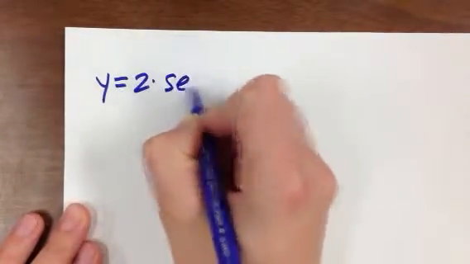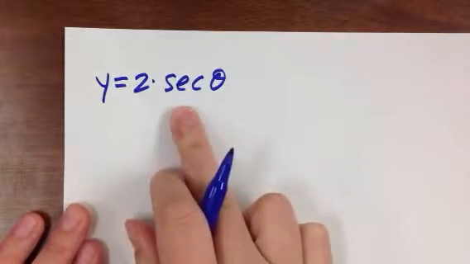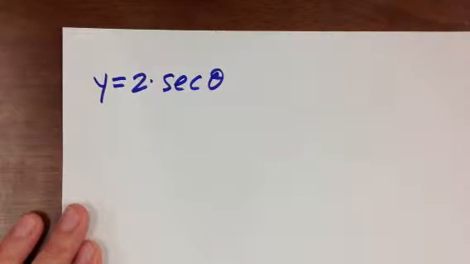Okay, so let's take a look at how easy this might really be. He already graphed cosecant and secant for you, so we're going to take a look at a couple other ones. Let's do y equals 2 times the secant of theta. Right away I know that this is the reciprocal function of cosine.